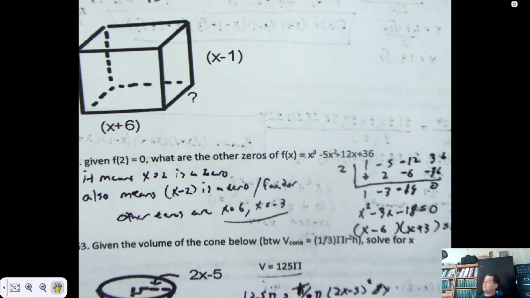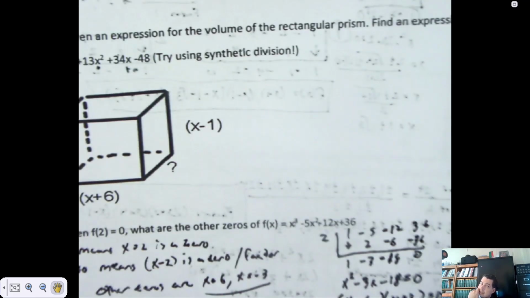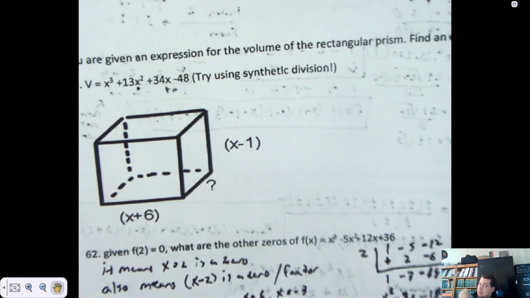I like 61. 61 is a very cool application of synthetic division. So a box is given to you, and you're supposed to find the missing side length. The equation that represents this box is given, at least the volume of this box. And your job here is to find the missing side length.